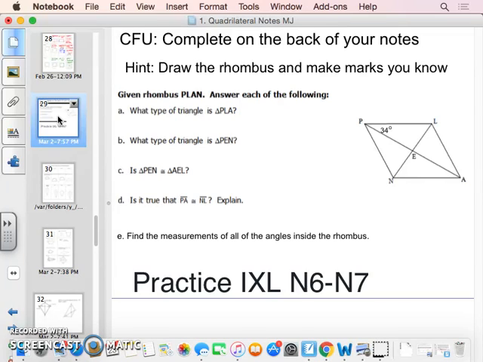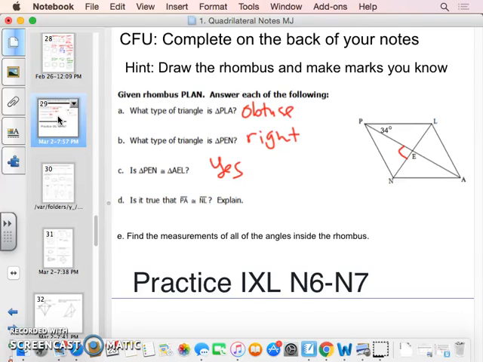So here we've got a rhombus. So first of all, what type of angle is PLA? Well, that is an obtuse angle. What type of triangle is PEN? Well, we know that these angles make a 90-degree angle, so that would be a right triangle. Is PEN congruent to AEL? And that is a yes, because they are.